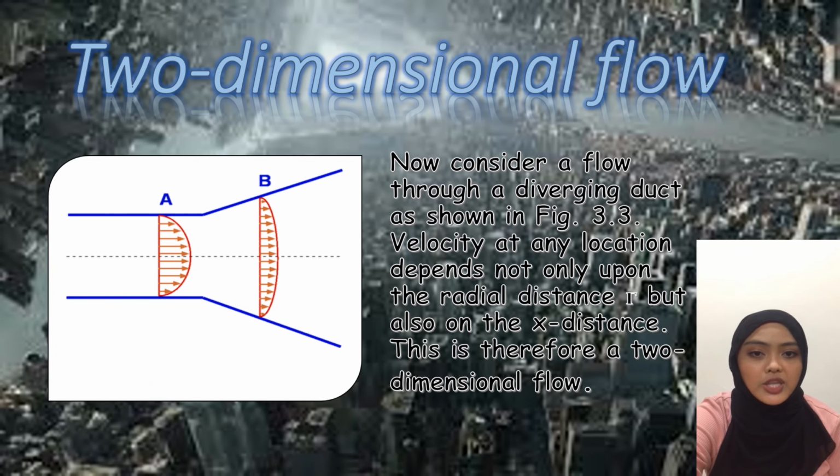Next, 2-dimensional flow, which is now considered a flow through a diverging duct as shown in figure 3.3. Velocity at any location depends not only upon the radial distance r but also on the x distance. This is therefore a 2-dimensional flow.